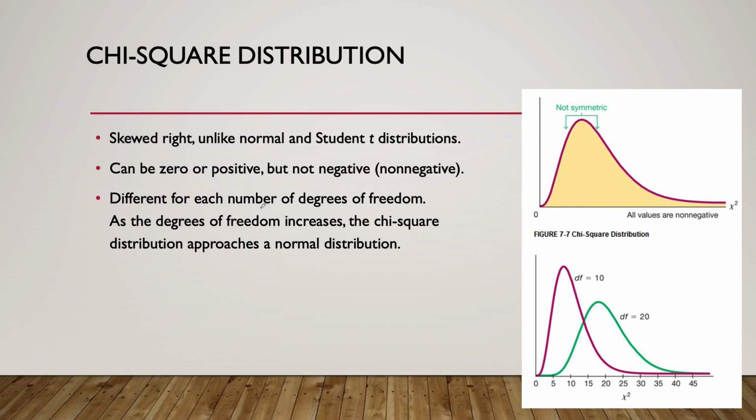It's different for each number of degrees of freedom. As the degrees of freedom increases, the chi-square distribution approaches a normal distribution. As you can see, the degree of freedom of this first one here is 10. It's still skewed right, heavily. The degree of freedom of 20, notice how it's still skewed right, but it's closer to a standard normal distribution. And the higher the degree of freedom, the more it becomes like a standard normal distribution.